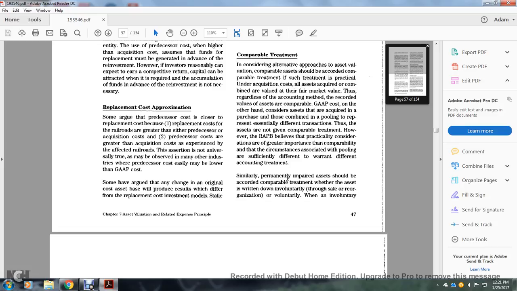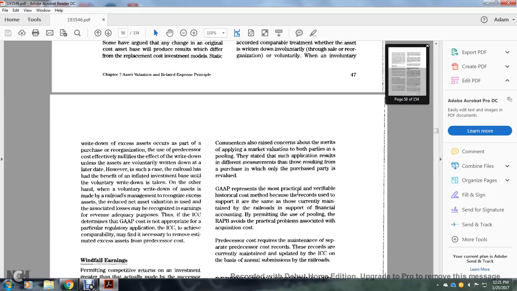Similarly, permanently impaired assets should be accorded comparable treatment whether the assets are written down involuntarily through the sale or reorganization, or voluntarily. Where the involuntary write down of excess assets occurred as part of the purchase reorganization, the use of the predecessor cost effectively nullifies the effect of the write down unless the assets are voluntarily written down at a later date.